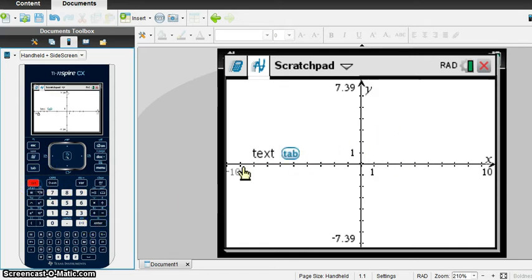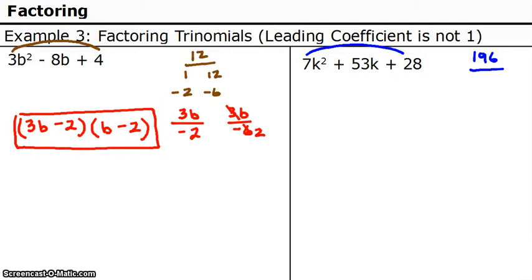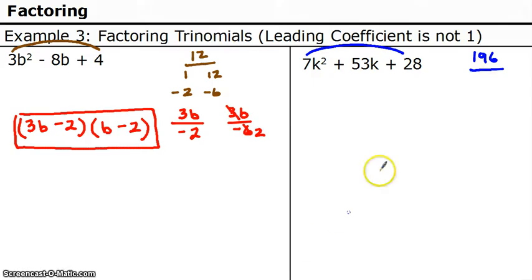We really want to look at the table, Control T. All the numbers here in the x column and the y column will be your factors. 1 times 196, 2 times 98, 4 times 49, and so on, and we're looking for one that adds up to 53. Right there, it looks like we have one. 4 plus 49 is 53. So 4 and 49, both positive because we have both positives here.